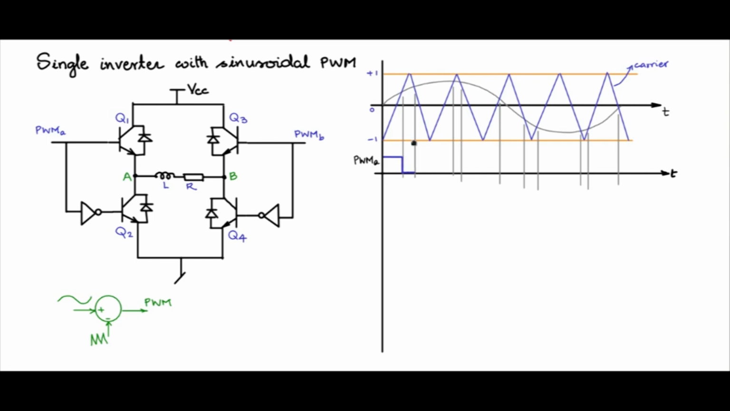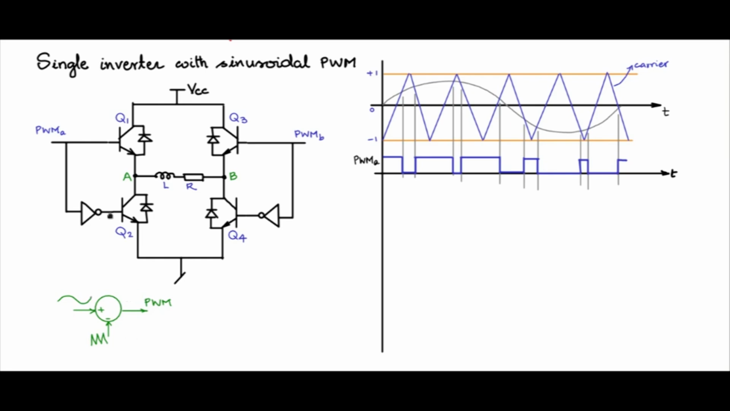So we get a low here, then it goes high because the modulating signal is higher than the carrier. Then in this time period, you see that the modulating signal is lower than the carrier. Let us mark that. Here the modulating signal is higher than the carrier. So on, you can draw the waveform PWM A in this fashion using this logic here.